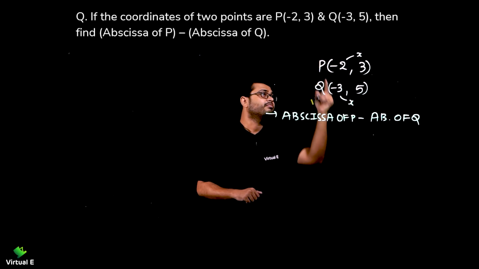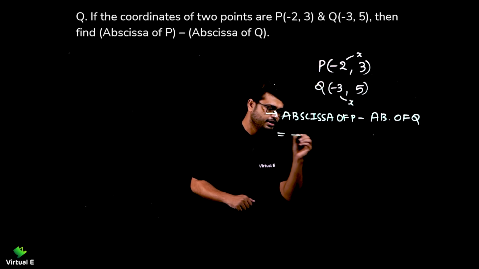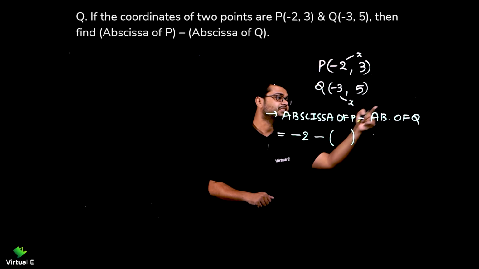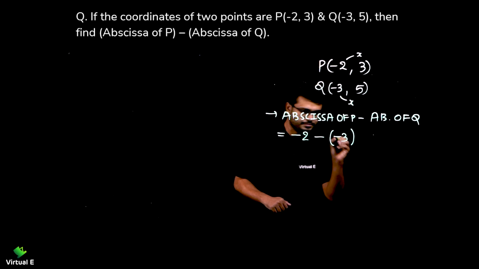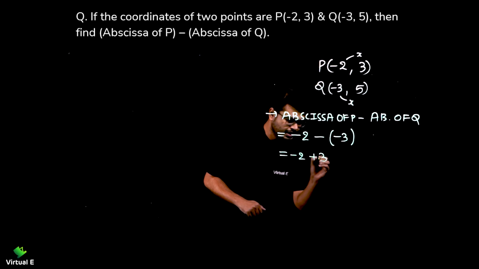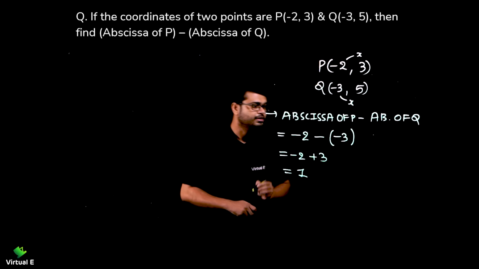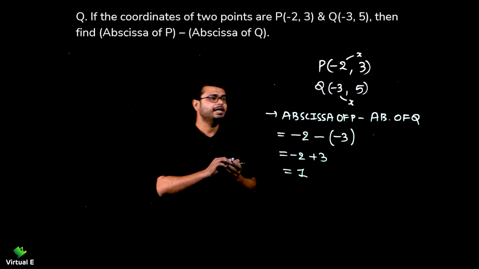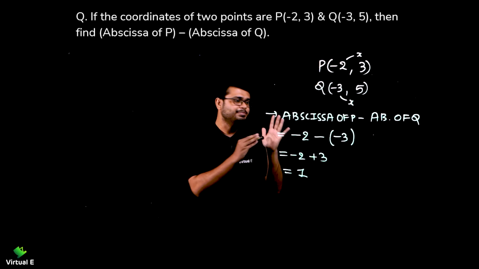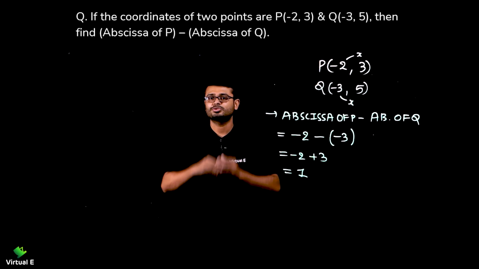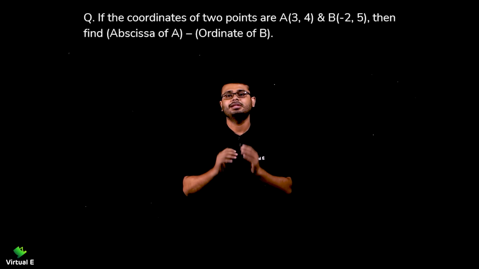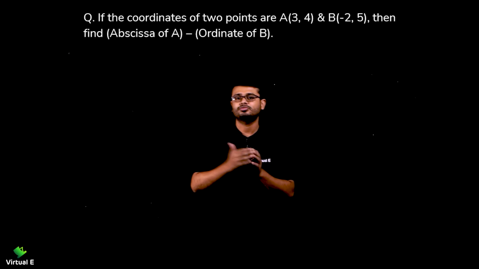So abscissa of P, that is -2. So -2, then minus, then abscissa of Q, that is -3. So here -2 minus (-3), that is -2 plus 3, so it is 1. Very simple question, right? Abscissa of P minus abscissa of Q. This is about knowledge of the word abscissa. What does abscissa mean? You should be aware of it. Let's do the next question.